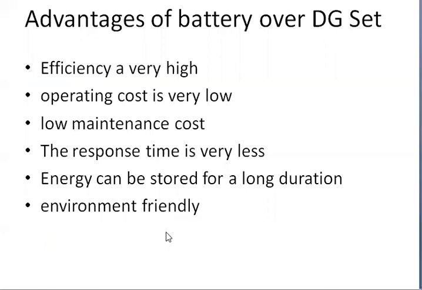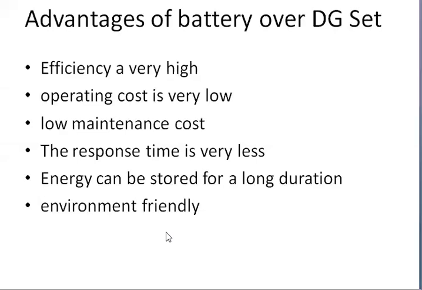And coming to the next one, that is advantages of battery over DG set. That means advantages of battery over diesel generator set. Why do we have to compare the battery with the diesel generator set? What is meant by diesel generator? A generator which is working on a diesel supply. So the diesel generator gives the same output as the battery. So here we are comparing the battery with a DG set.